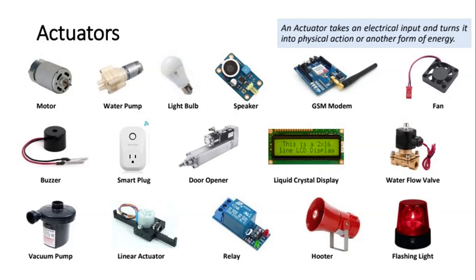We have actuators that take an electrical input and turn it into a physical action or another form of energy, any form of energy. So motors, water pump, light bulb, speakers, GSM modem, then display, 16 by 2 display. These are the types of devices which can convert electrical input and turn it into a physical action. Physical action means we can display some sort of message, we can turn the motors on, we can display by using LEDs. Then linear actuators, water flow pump, these are part of your output device or the actuator device.